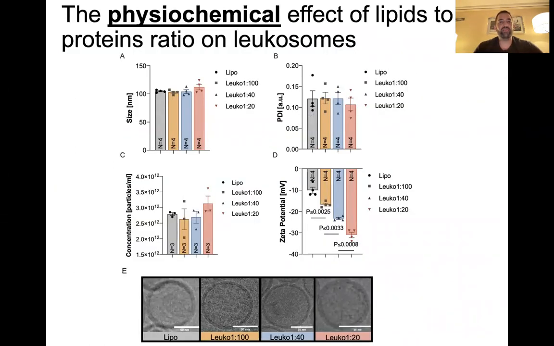The physiochemical effect of lipid to protein ratio on leukosomes was assessed using dynamic light scattering and cryo-transmission electron microscopy. The only physiochemical effect that was noticed is the decrease in the zeta potential with respect to the amount of proteins integrated into the membrane. Higher protein content led to more negative zeta potential, as we also reported in our other papers.